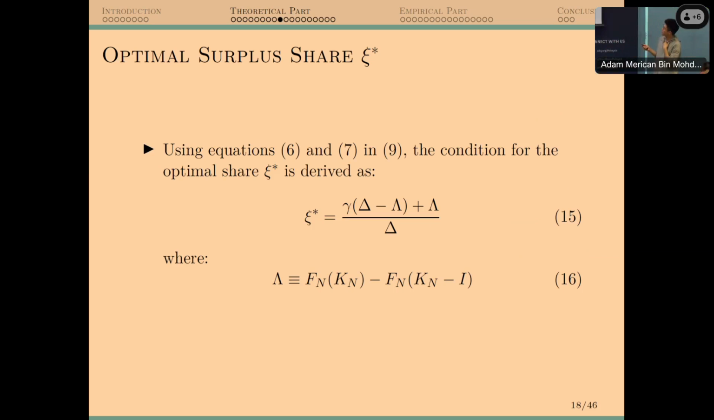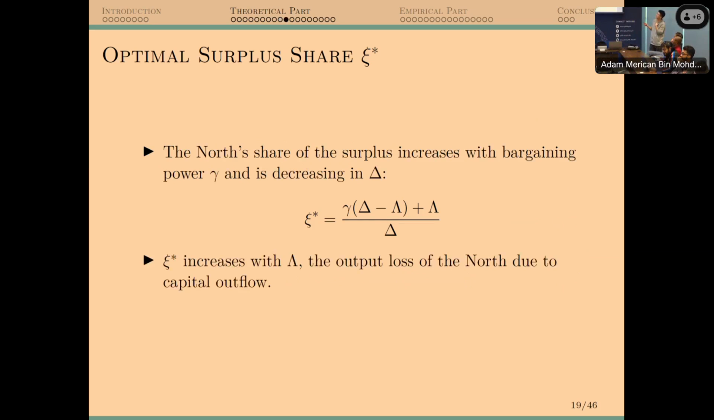So the conclusion is that if you have a higher bargaining power, then you have a larger proportion of the surplus transported back to the north. And also, we can say that it is decreasing in surplus, which means if you have more surplus, then you have a smaller proportion of the surplus transported back to the north country.